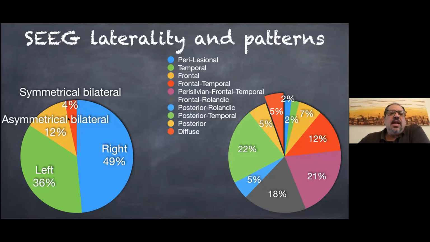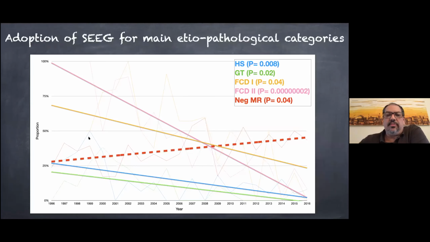We use bilateral investigation very, very rarely, and I mean that especially symmetrical bilateral investigations are only 4% of our investigations. When we have a lesion, here you can see the most common MR abnormalities, such as hippocampal sclerosis, glioneuronal tumors, and FCD type 1 or 2. The number of SEEG investigations in lesional cases has decreased a lot in our history.